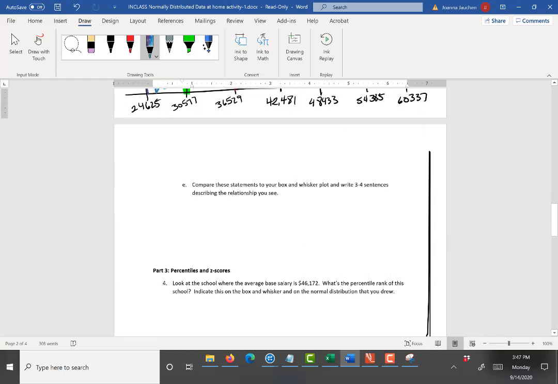Okay. So now compare these statements to your box and whisker plot and write 3 to 4 sentences describing the relationship you see. We'll do that together in class in your groups. But if you want to write down some notes right now, we can.